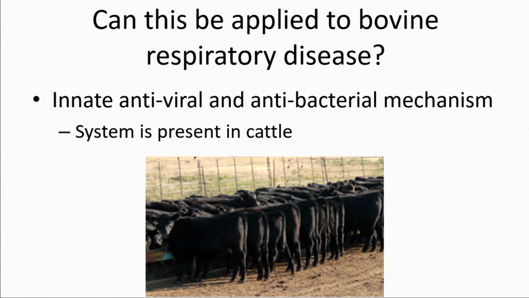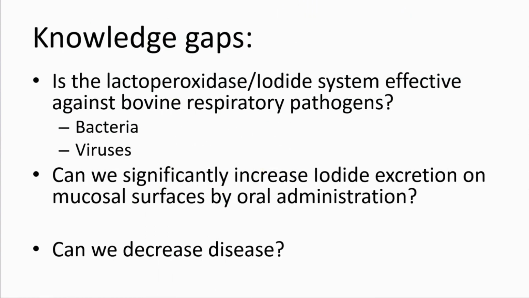So looking at this data, we were thinking, can this be applied to bovine respiratory disease? This would be a great way to increase the activity of this already present innate antiviral, antibacterial mechanism that we know is present in cattle. In part, we know that because this system is of interest for cystic fibrosis research, and the early models for cystic fibrosis research were bovine tracheal explants from slaughterhouses. So we didn't have to do the work to show that it's present in cattle, which was nice.